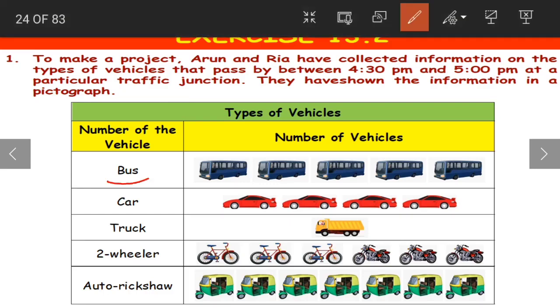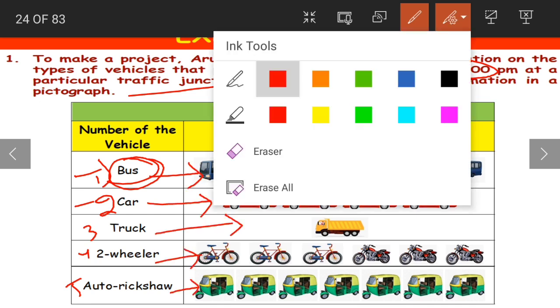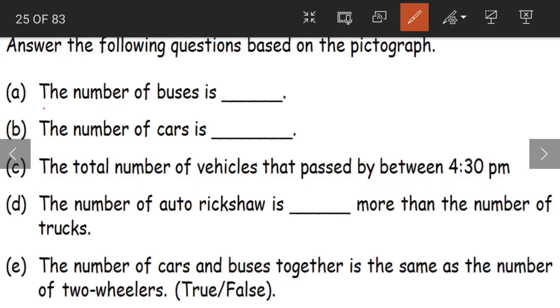This table shows different types of vehicles. How many? 1, 2, 3, 4, 5. Five different types of vehicles have passed by a particular traffic junction between 4:30 and 5 p.m. It also tells us the number of each type, like how many buses, cars, trucks, two-wheelers, and auto rickshaws have passed. Let us look at the questions.